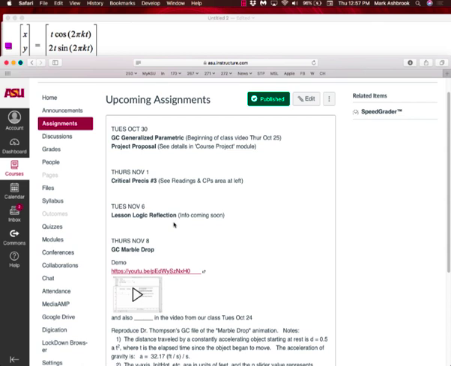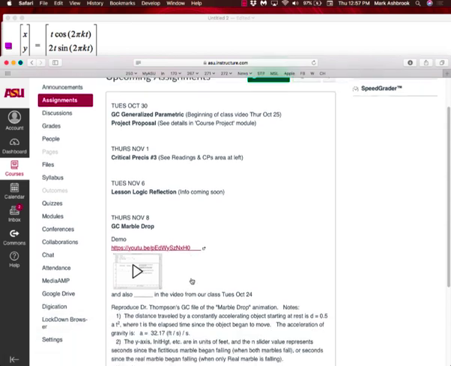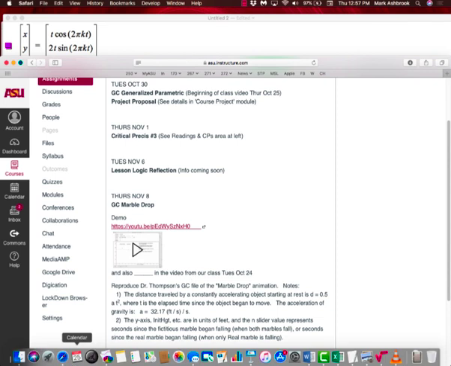So all this is so that you can start working ahead, especially on the marble drop. You don't want to start on Tuesday, November 6th on that. You want a week and a half to get going on that, so you can ask me questions and work it out. This is more like sand unloading in terms of a major assignment. So let's take a look at that.